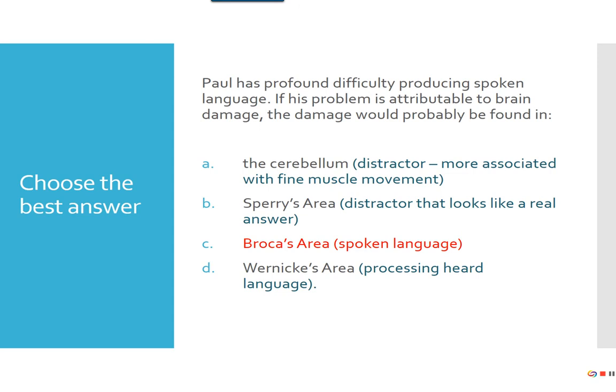Finally, I come to two possible answers. Broca's area, which is the correct answer as it's associated with spoken language, or Wernicke's area, which is actually associated with processing heard language. Once I reach these two possibilities, I have to ask myself, what do I know about these and why is C a better answer than D?